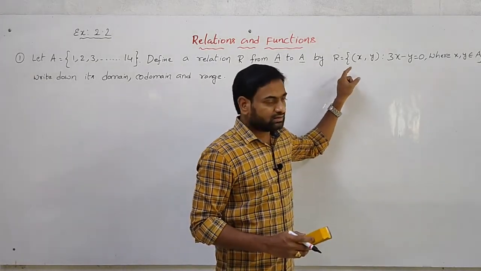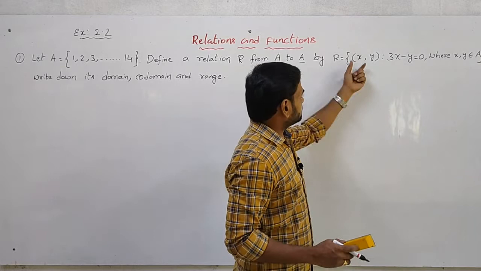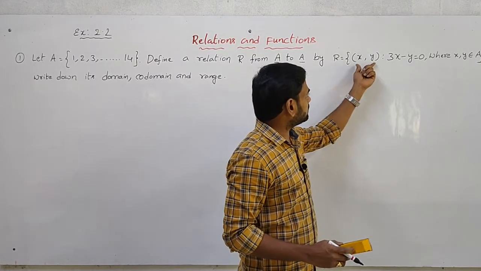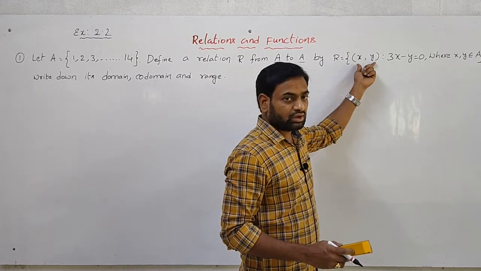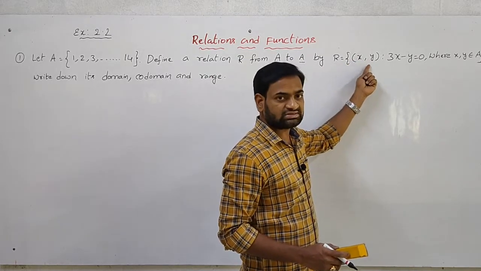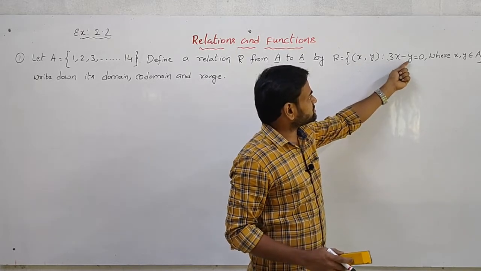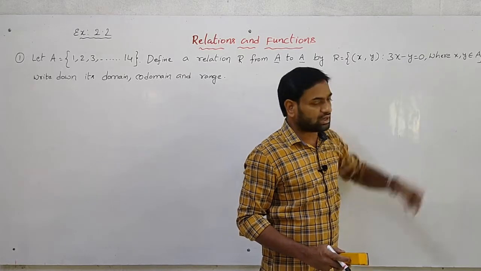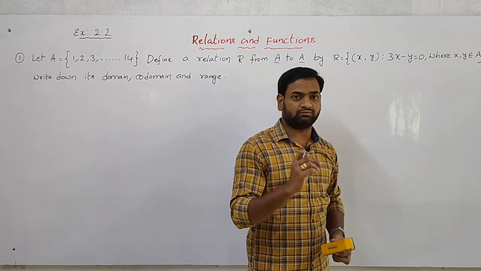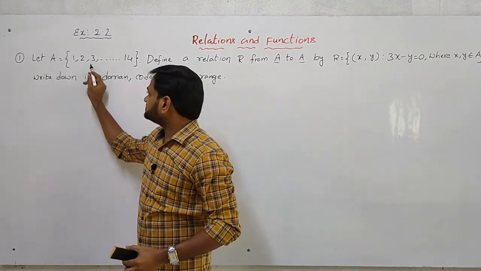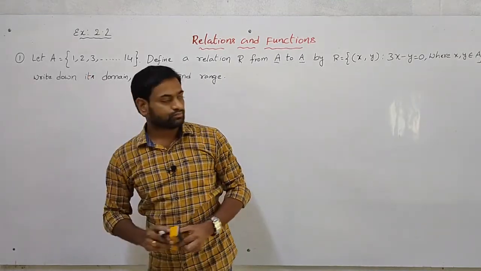How do we define the ordered pairs x, y? In the relation there are ordered pairs. So what is the relation between these variables x and y? 3x minus y equal to 0, where x, y belongs to A. That means the x value and y value should be from the set A only.